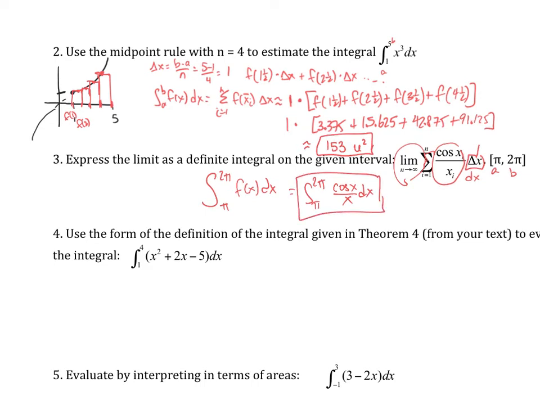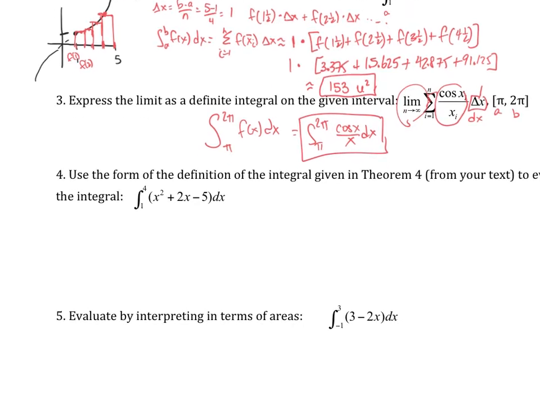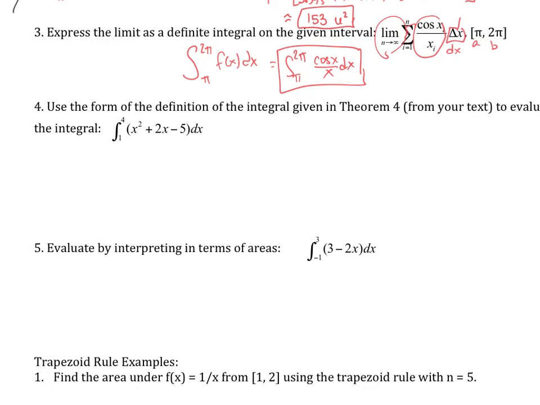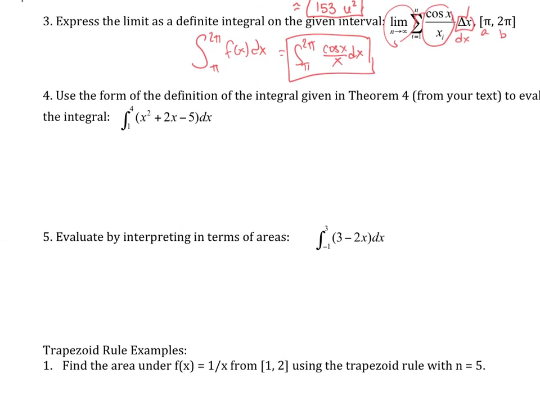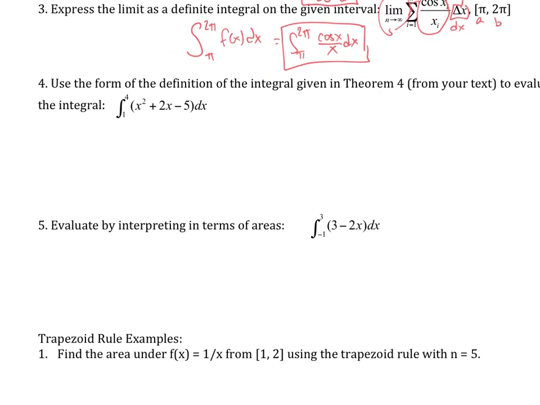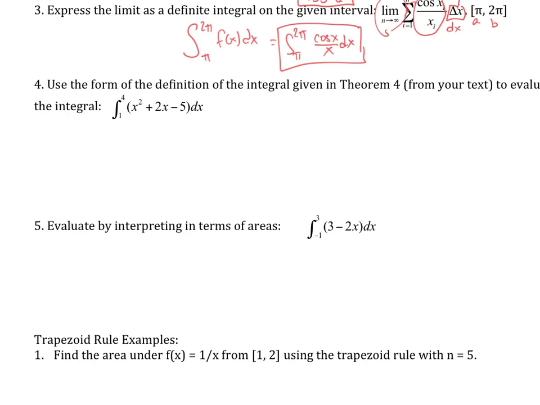And then the next one says, use the form of the definition of the integral given in Theorem 4 from your text. So we'll take a look at that on the integral. Basically, we need to find the exact value of this problem. So let's take a look at what we have to do. Now I'm taking a look at my bounds. My bounds are from 1 to 4, so a is 1, b is 4.